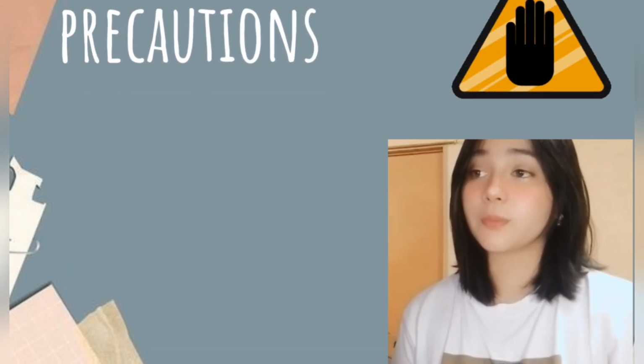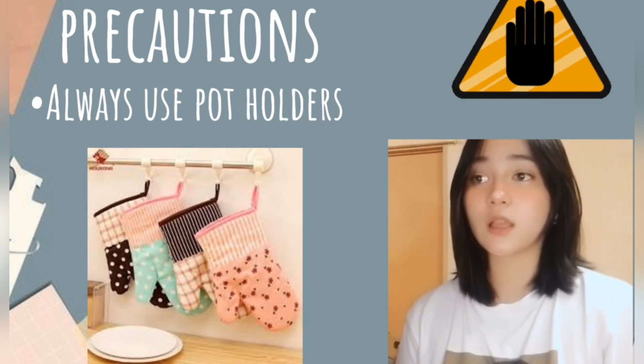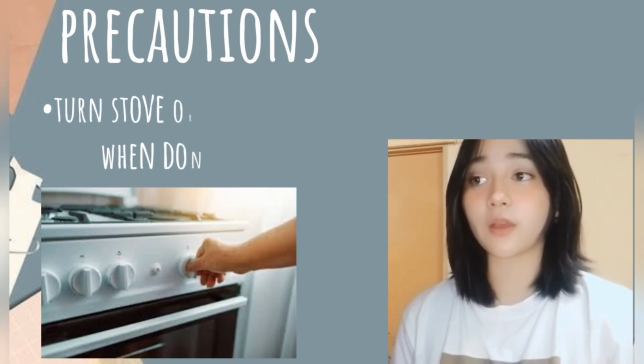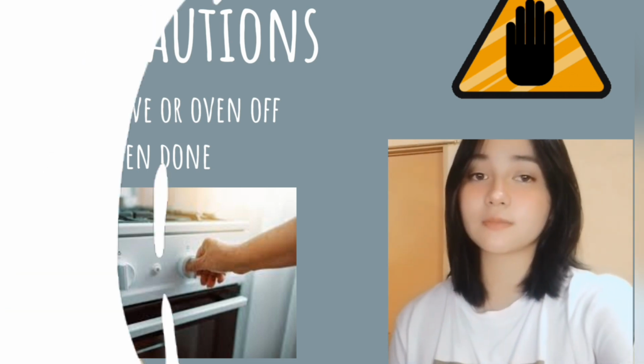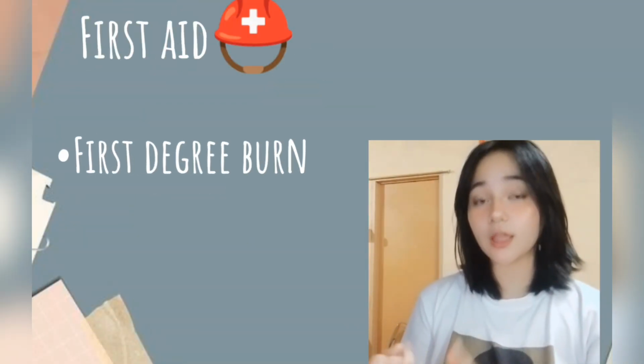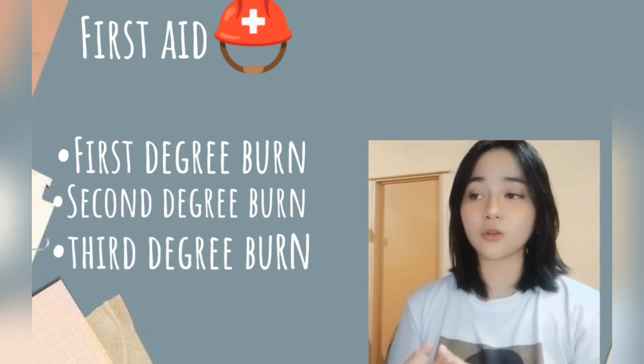To avoid burns, always use pot holders. Turn the pan handle toward the center of the stove. Turn the stove and oven off when done. For first aid, we have different types of burns: first degree burn, second degree burn, and third degree burn.